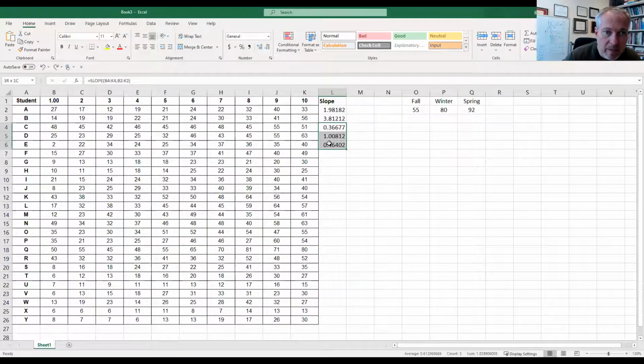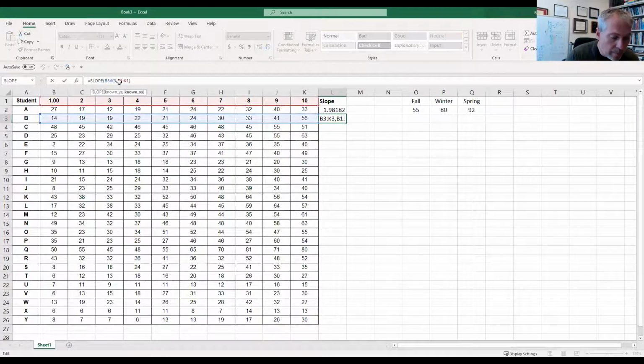So just simply put dollar signs in for the week. What you want to do is tell it every time, look back up to that top row. So that's B1 to K1. Just simply put B$1, K$1. That's all you have to do.